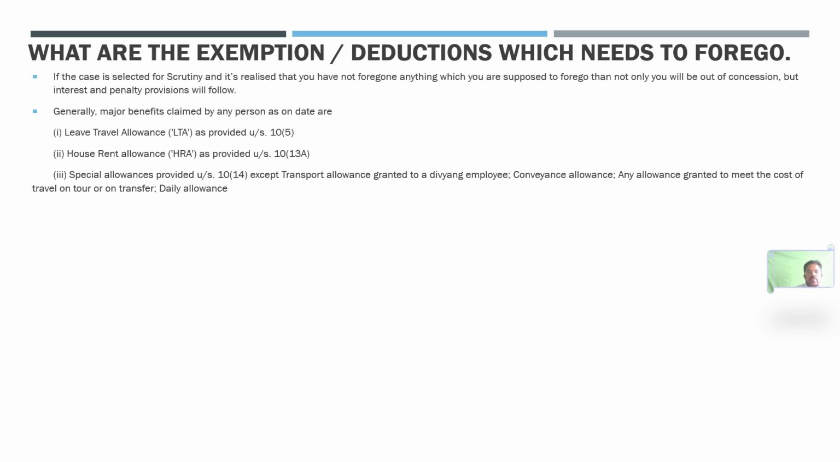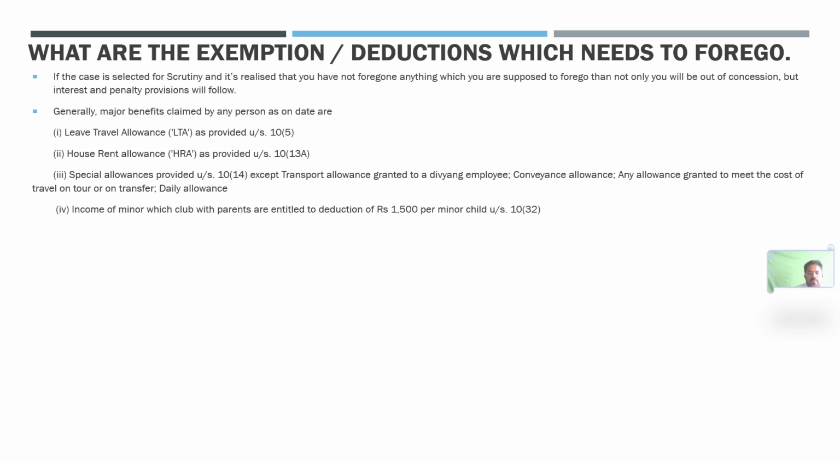However, you are not supposed to forego the transport allowance generally granted to the Divyang employee, the conveyance allowance that is still exempted, or any allowance granted to meet the cost of travel on tour or on transfer, or the daily allowance. These exemptions do continue even under the new rate scheme.